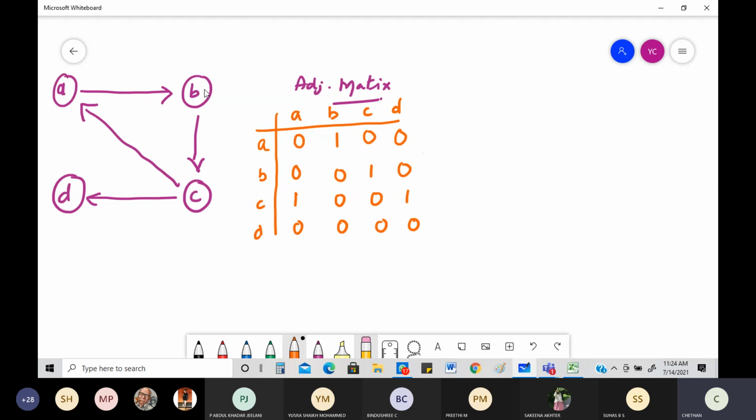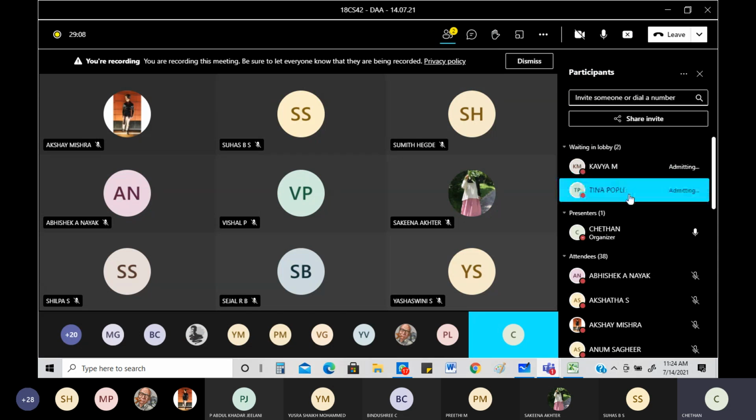A to B, is it connected? Yes. B to C, is it connected? Yes. Then C to A, is it connected? Yes, 1. Then C to D, is it connected? Yes, 1. This is my adjacency matrix. This is what my first initial step would be.